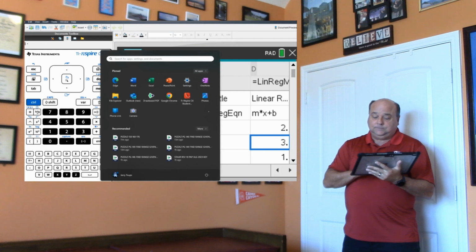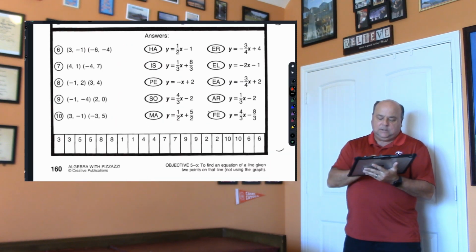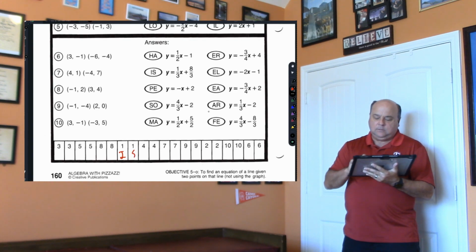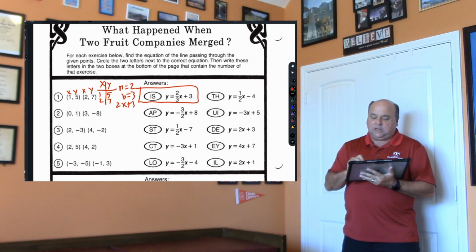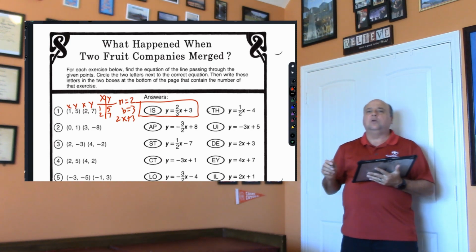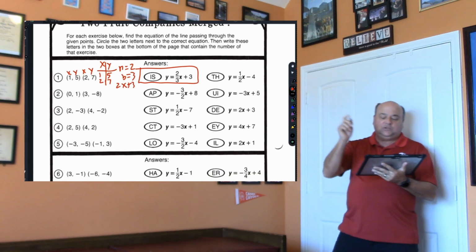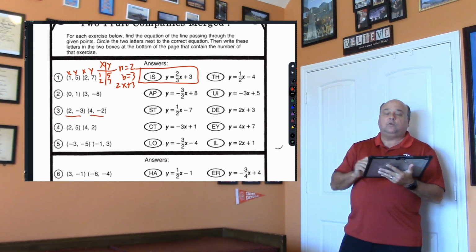I don't know. Looks like Pizzazz made an error, but number 1 is going to be IS. So an I and an S. Okay. For each exercise, find the equation that goes through the given points. Write these letters in the 2 boxes that contain the number. What happened when the 2 fruit companies merged? That's what we're going to find out. Let's do one more. Let's do this one. So 2, -3, and 4, -2.